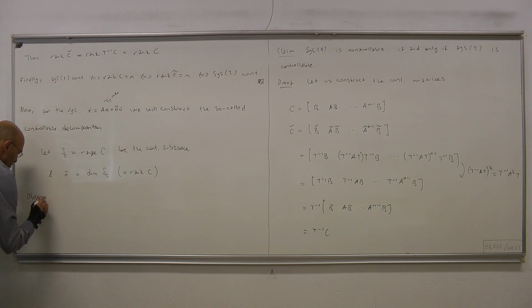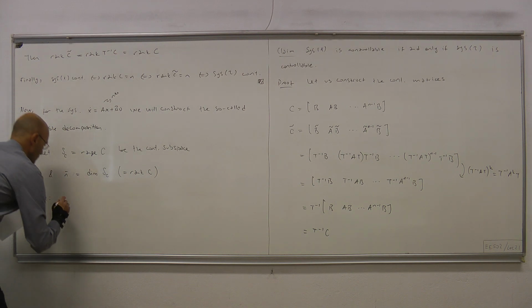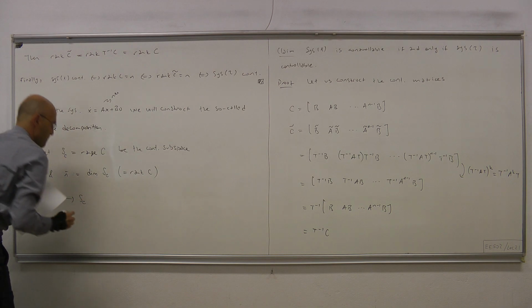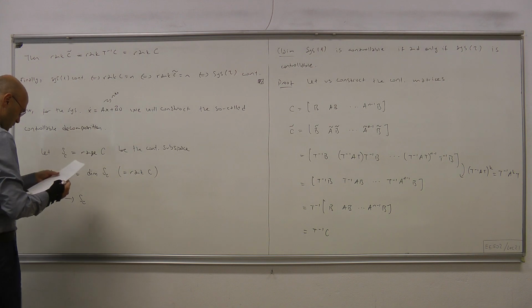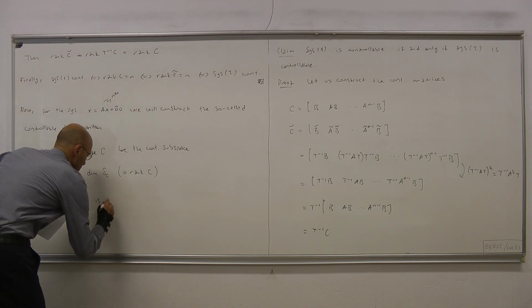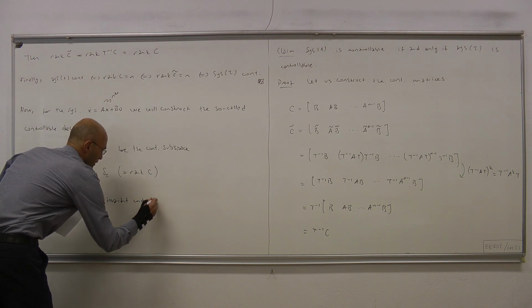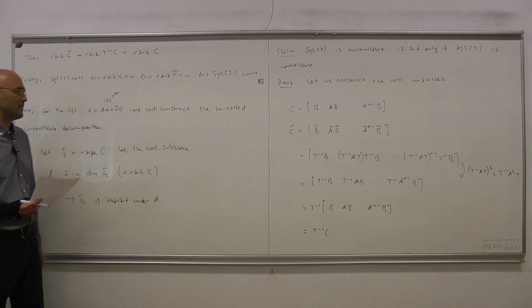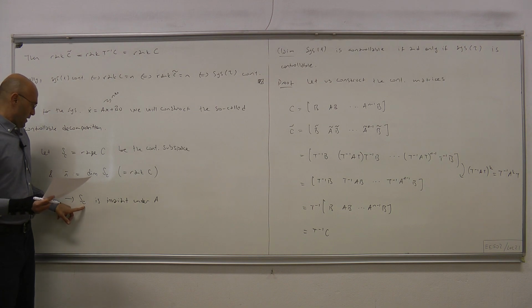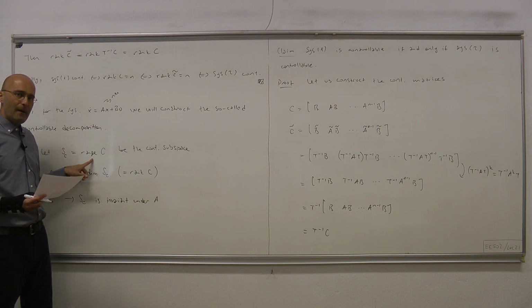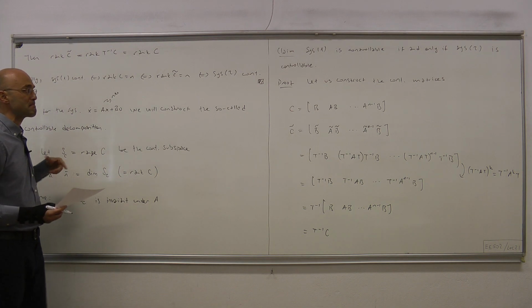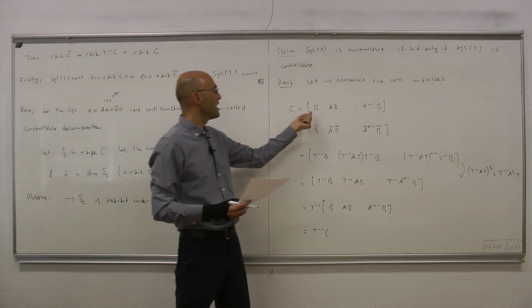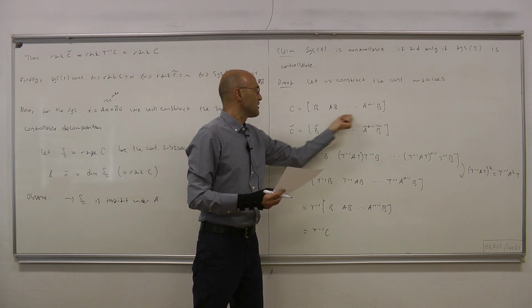The following observations will be useful. One of them is that the controllable subspace is invariant under A. Why is that true? Remember that S_C is the range space of C. In other words, the controllable subspace is spanned by the columns of C.